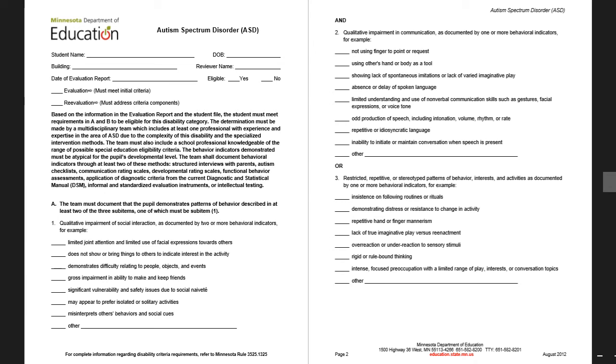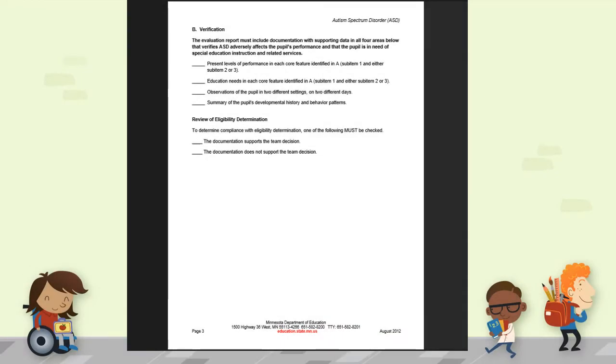As you look here at the Minnesota state criteria, you'll see that students must meet criteria in both sections A and B. And, like with all Minnesota criteria, to meet special education eligibility, the final decision is made by a team, of which you will be a part, and there is documentation to support the team decision.